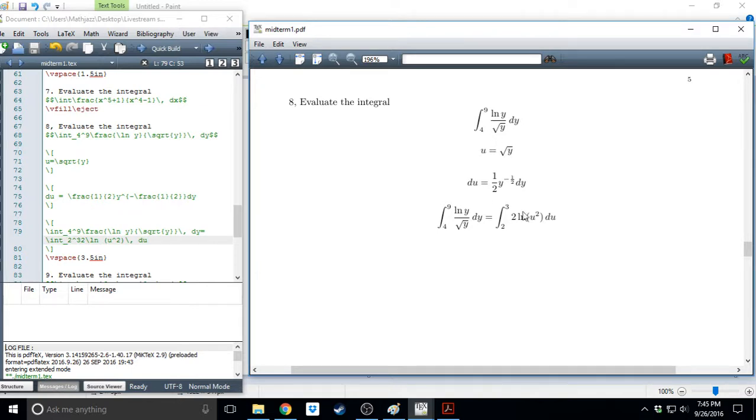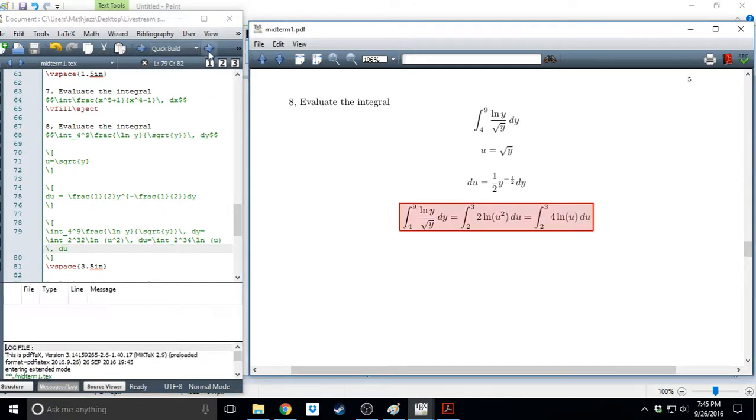Okay, so we have this integral now. We use the property that log of a base to a power is going to be the power times the log of the base. So this integral here becomes this power of 2 on the u. It's pulled out in front, multiplied by the 2 that's already there. Like so. 4 times the natural log of u with respect to u.